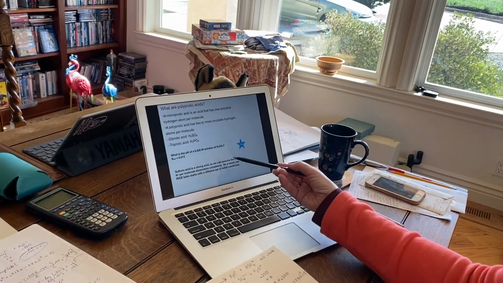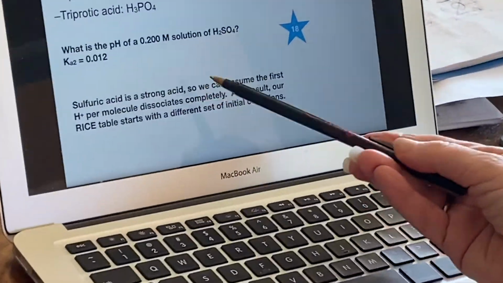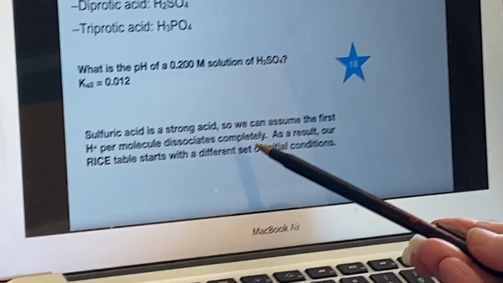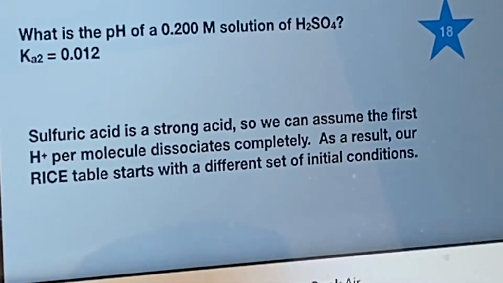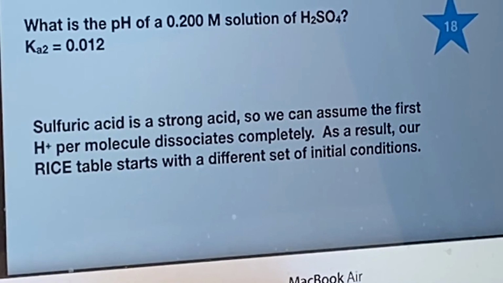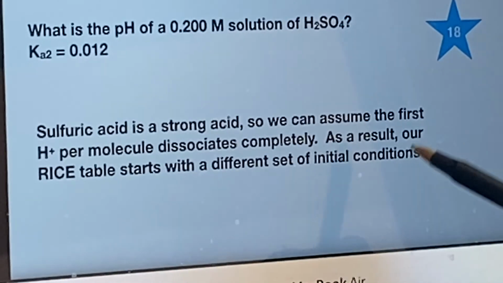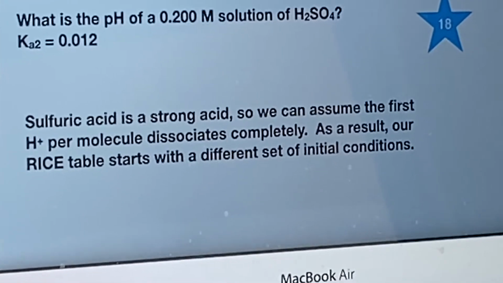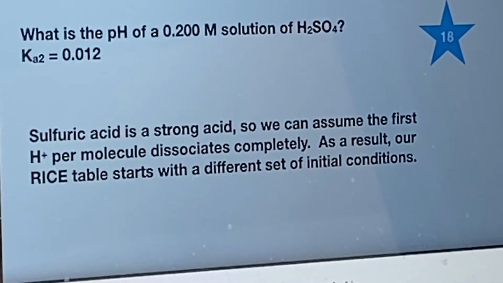And this is just, what did we do? It's a strong acid, so the first one completely dissociates. We started our RICE table with the second dissociation. And the first dissociation helped us form the initial conditions, the I part of our RICE table.